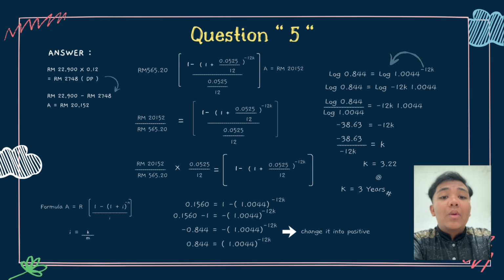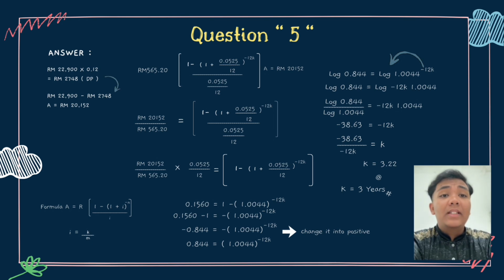After that, we need to simplify our calculation, which is we take the i and move it to the left, so it becomes 20,152 ringgit divided by 565 ringgit 20 cents multiplied by 0.0525 divided by 12, which is i, equals bracket 1 minus bracket 1 plus 0.0525 divided by 12, close the bracket, with power negative 12k, and close the bracket. Next, we calculate the left side, which is 20,152 ringgit divided by 565 ringgit 20 cents multiplied by 0.0525 divided by 12, and we get the answer 0.1560. We move to the other side.